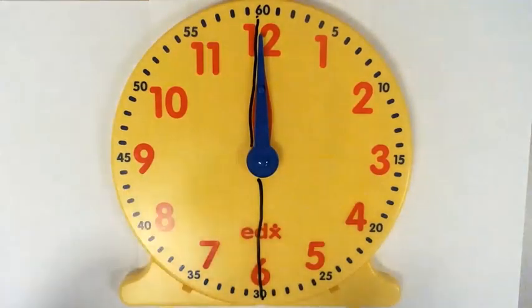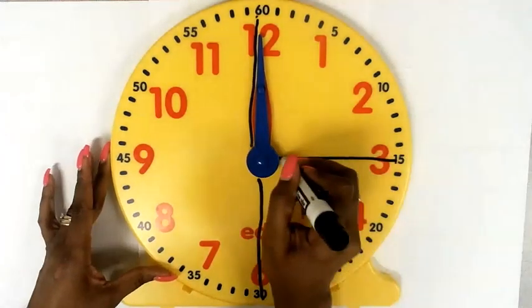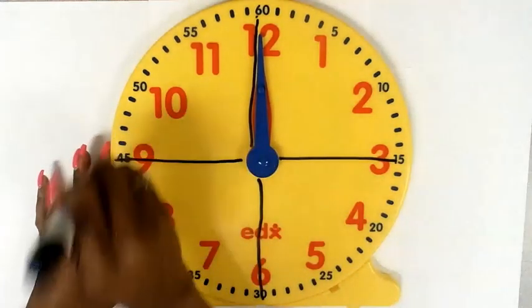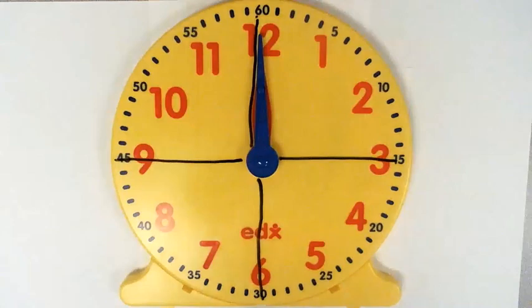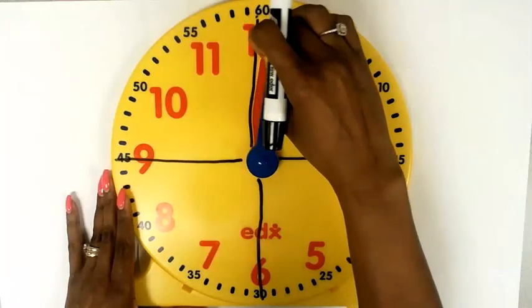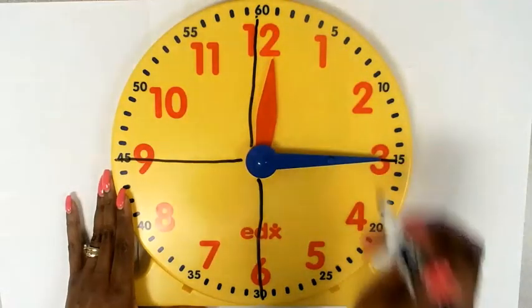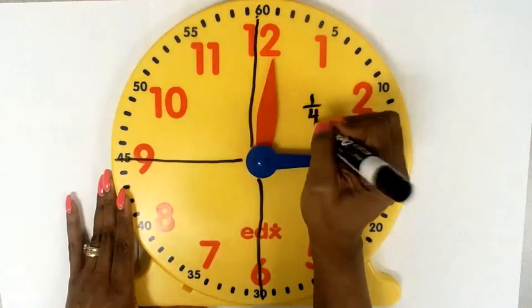All right, I know I don't need half an hour, I need 3/4 of an hour. So I know I can partition my hour into fourths by drawing a line from 3 to 9. Now I have fourths. When the minute hand has gone from the 12 to 3, 15 minutes have passed by, and that's 1/4 of an hour.